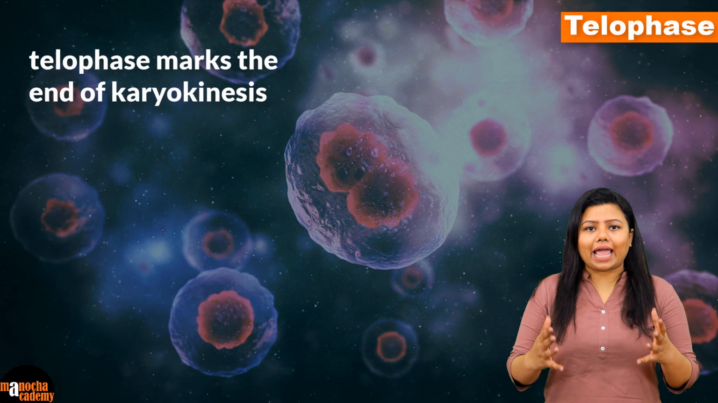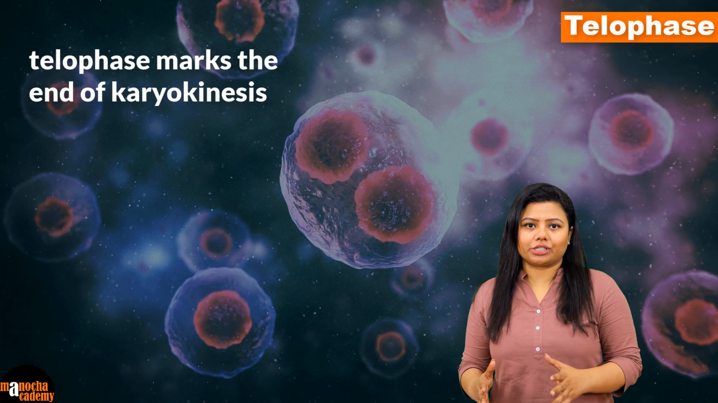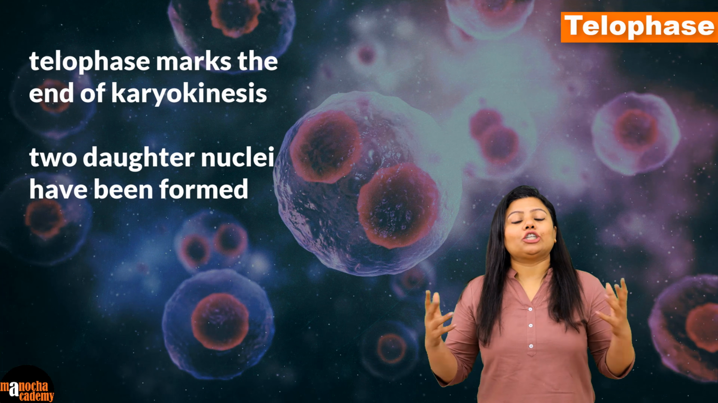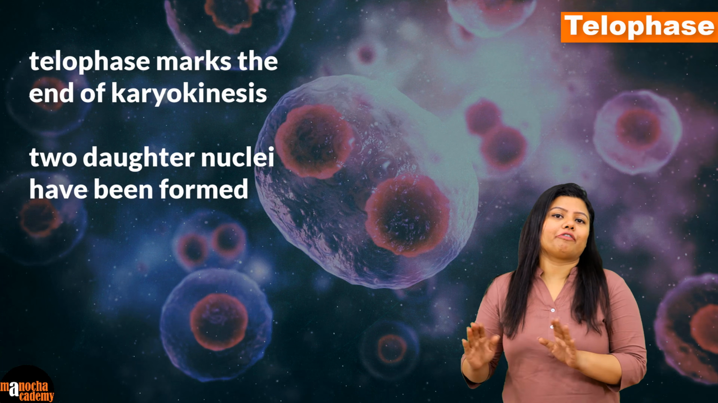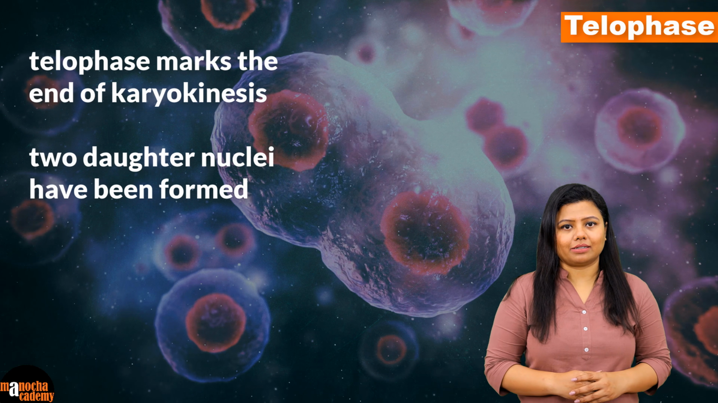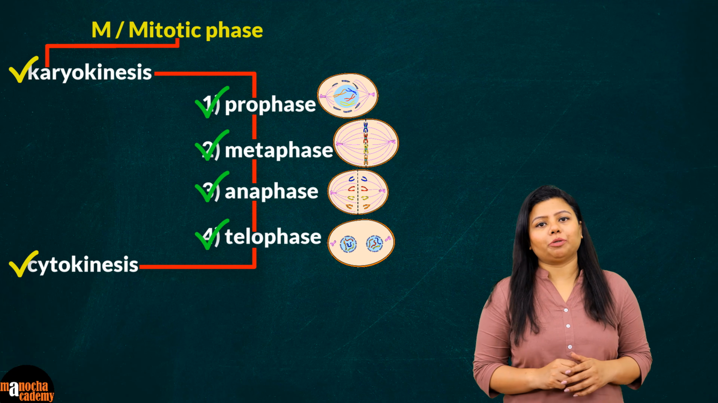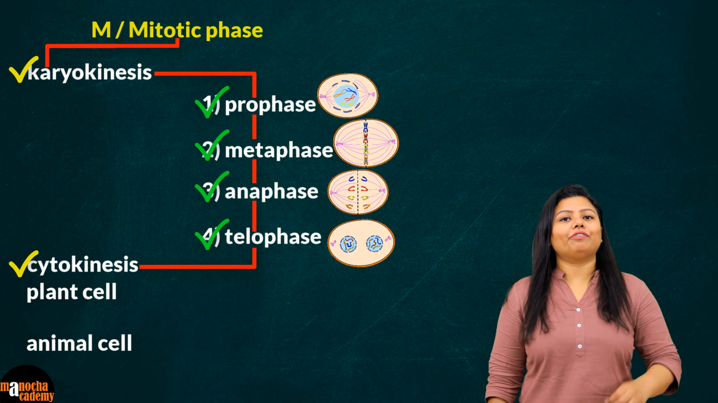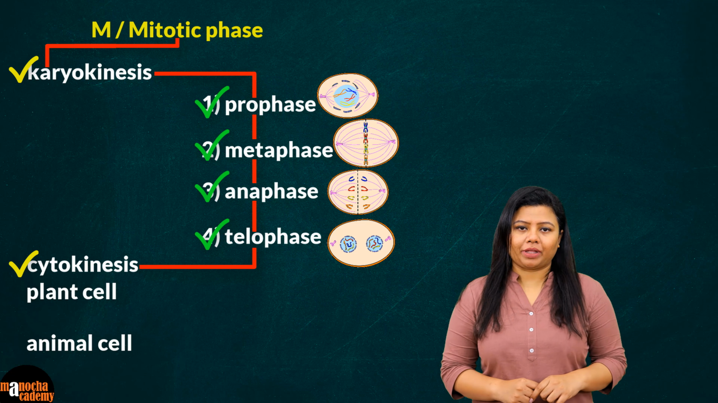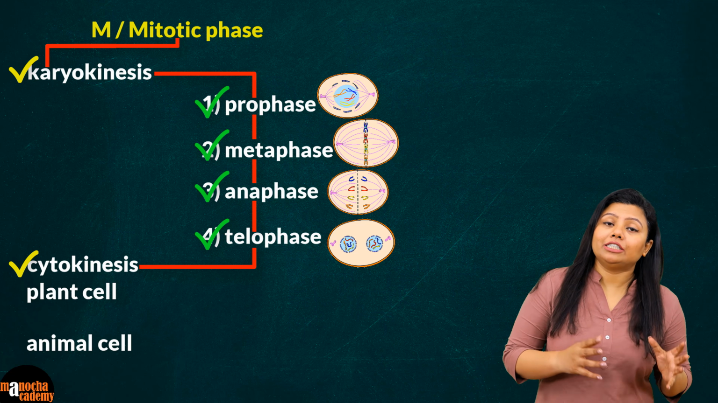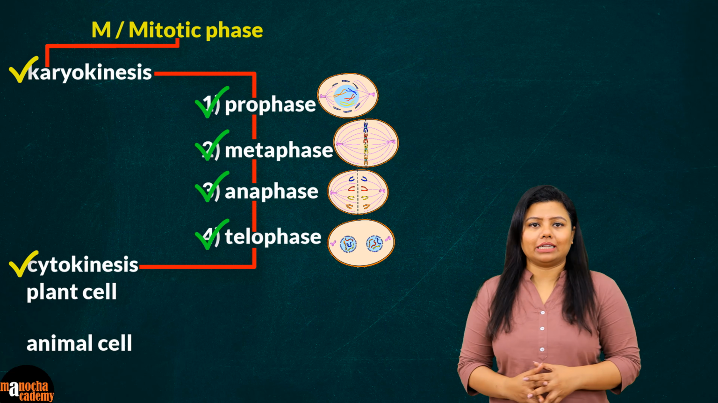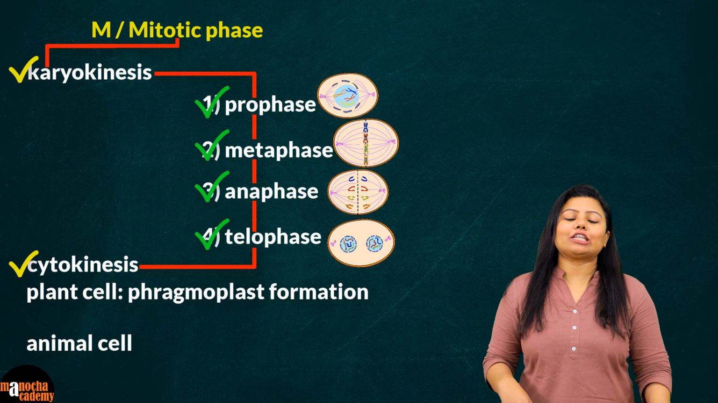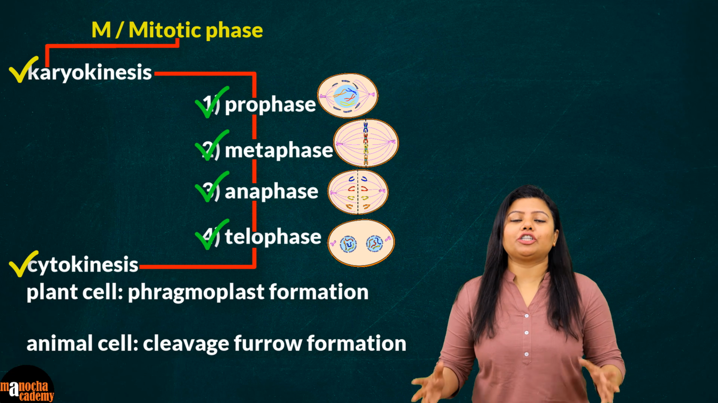So this marks the end of karyokinesis in mitosis, where the nucleus has divided to form two daughter nuclei, and the daughter nuclei have equal number of chromosomes as the mother nucleus. Cytokinesis, or the division of the cytoplasm, in plant and animal cells take place differently due to the presence of the cell wall in plant cells. So in case of plants, the division of the cytoplasm or cytokinesis takes place by cell plate or phragmoplast formation, and in case of animals it takes place by cleavage furrow formation.